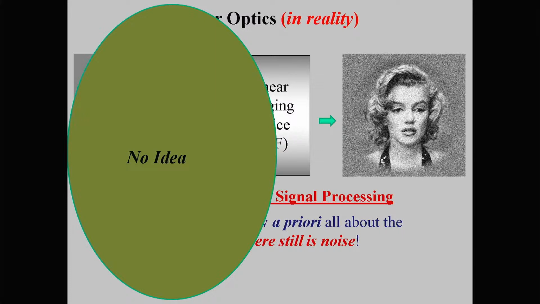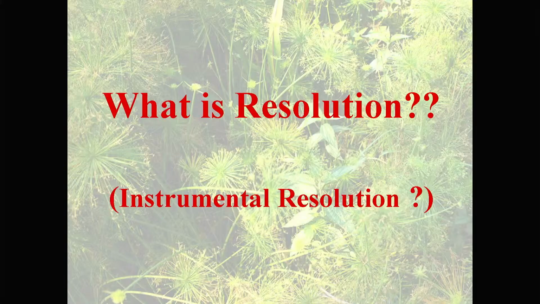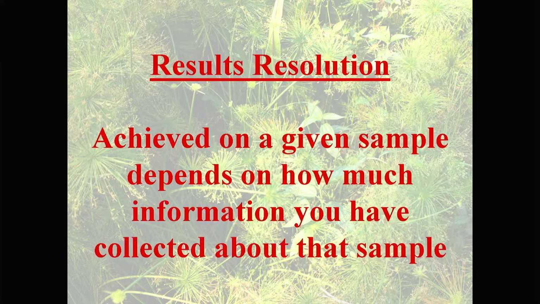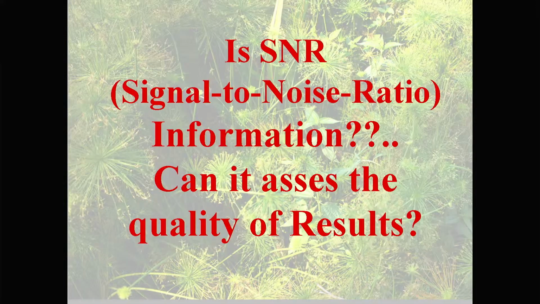This function doesn't tell you how to calculate it. The only thing that you can do is, regarding resolution, there are two different things. You have the instrumental resolution, that's the analytical function that we just looked at, and you have the resulting resolution: how much information did you harvest on that sample to be able to have a good idea about what the object is. And is signal-to-noise ratio a good information metric?